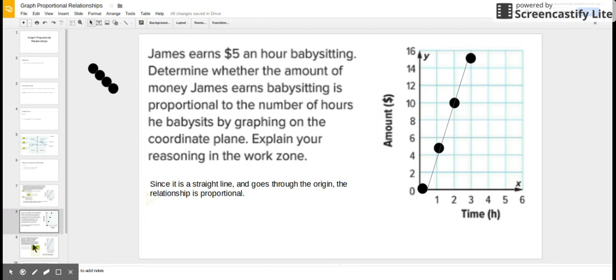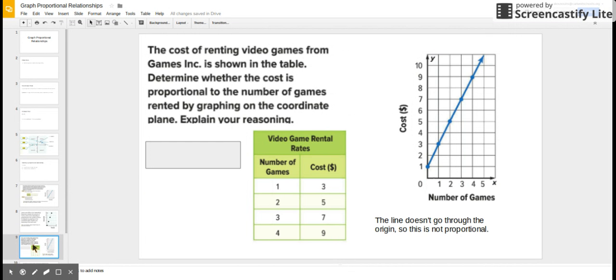All right, so let's look at our next example. The cost of renting video games from Games Inc. is shown in the table. So you're given this table. Determine whether the cost is proportional to the number of games rented by graphing on the coordinate plane. Explain your reasoning. All right, so first, we want to get started with this, using this chart.